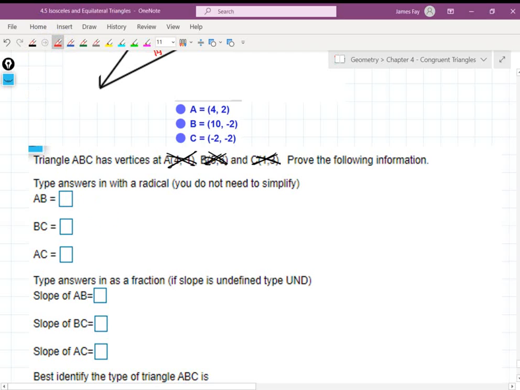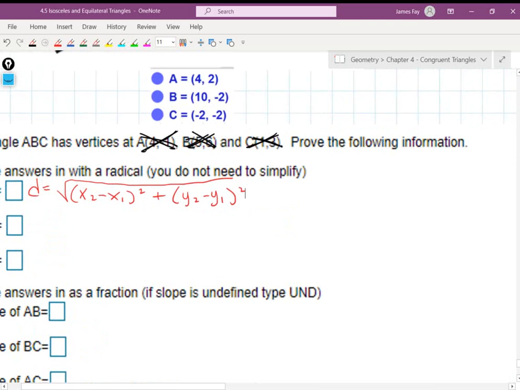Okay? Now, we talked about this in section 1.8. About a week and a half ago, we had a question about this. It's the same thing again. Do you guys remember that the distance formula is found using x2 minus x1, that quantity squared, plus y2 minus y1, that quantity squared. Remember doing that? That's all this problem is.